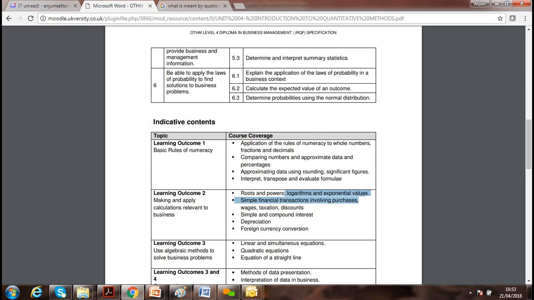The word is quite popular in different parts of the world: it's called prompt payment discount. So if you pay early, you will get a discount. That's called prompt payment discount. Okay. Have you learned about compound interest? What is meant by compound?